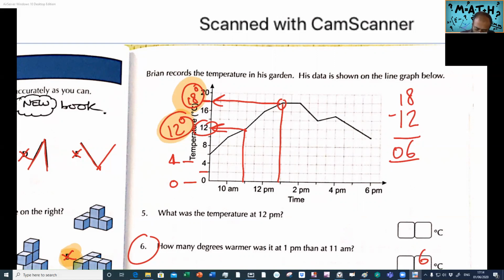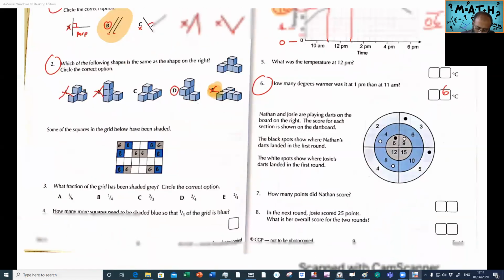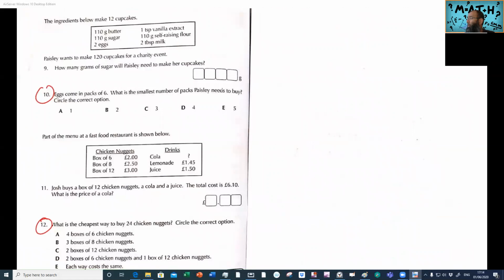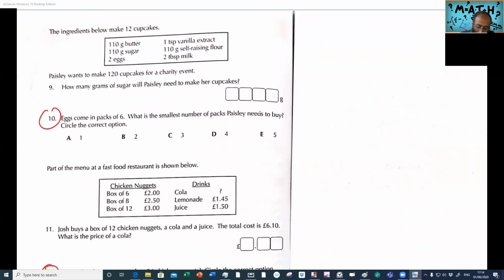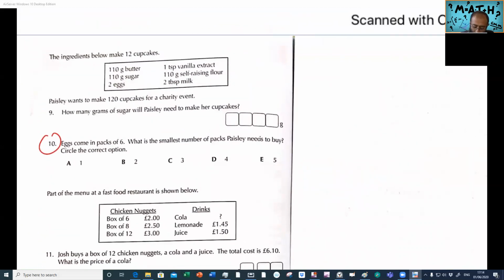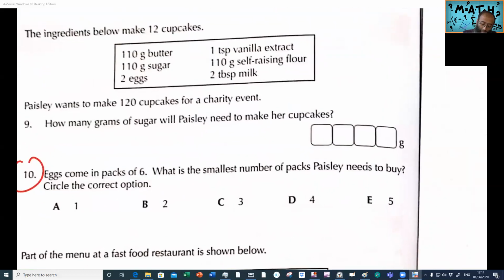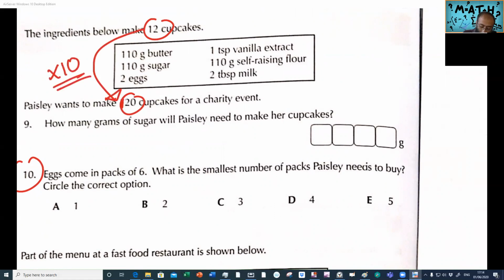Okay, lovely. So the next question you got wrong. It says the eggs come in packs of 6. What is the smallest number of packs that Paisley needs to buy? Now remember, the question starts up here. It starts with 12 cupcakes, and she wants to make 120. So to get from 12 to 120, she needs 10 times the ingredients.